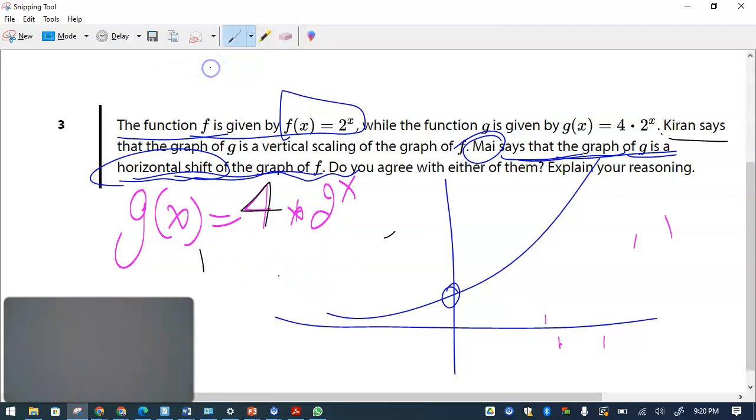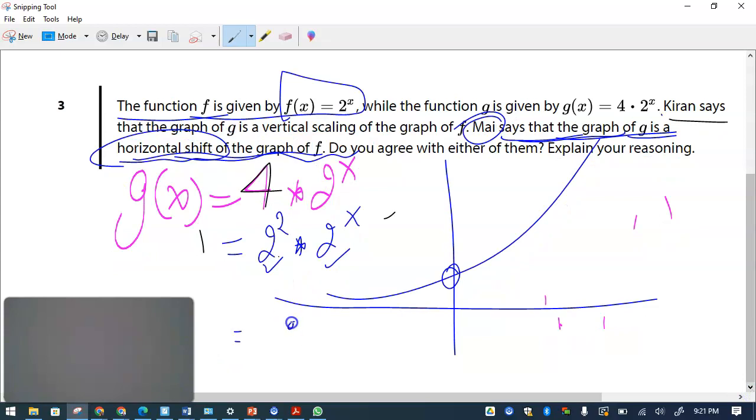This could be written as 4 is 2 squared, so I can write it like this, 2 squared times 2 raised to x. Now both bases are the same, so I can write it as 2 raised to x plus 2, by the laws of exponents. And you can clearly see, because this is x, there is a plus 2. What that means is there is a horizontal shift.